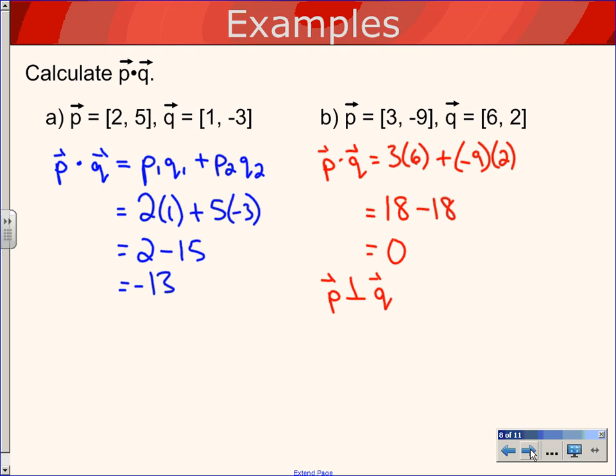Now back up for one second. I said this minus 13 wasn't very exciting. It's not. The one thing that it does tell you, since it's less than 0, is that the angle between P and Q had to be bigger than 90. So it's somewhere between 90 and 180 degrees. Again, not that exciting, but technically that's what it tells you. An answer of minus 13, minus 14, minus 15 doesn't make much of a difference. It's the fact that it's minus that makes the difference. Okay, that wraps up calculations.